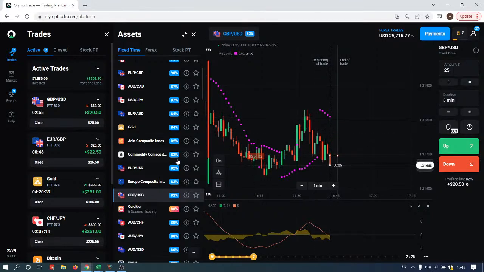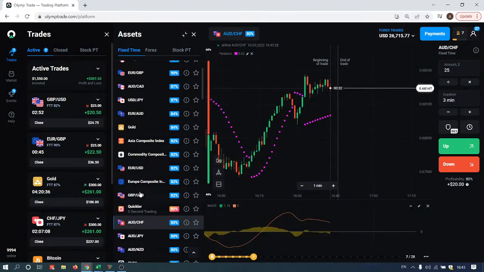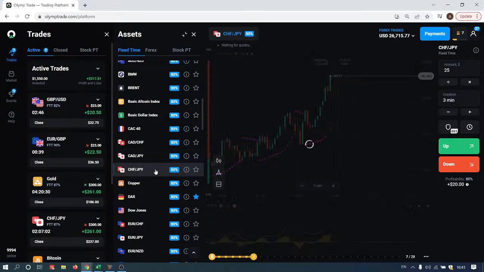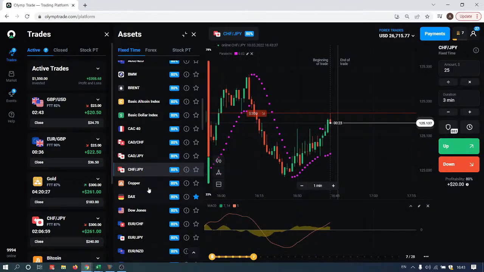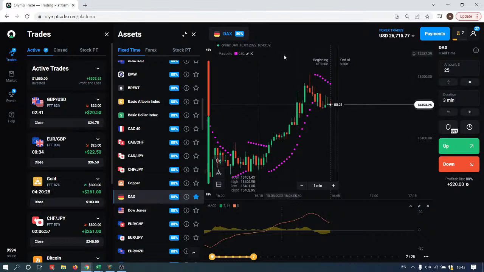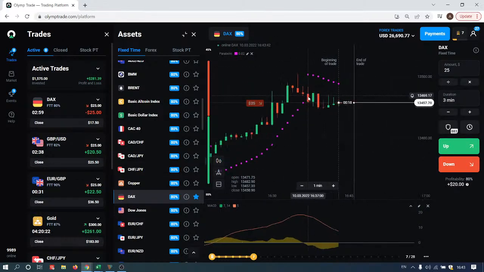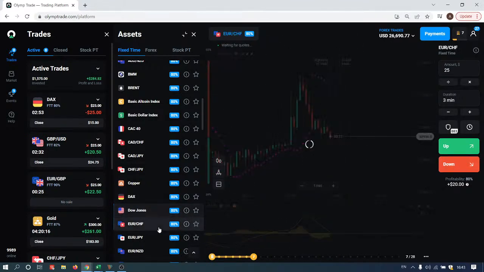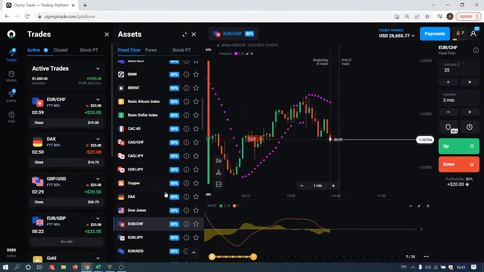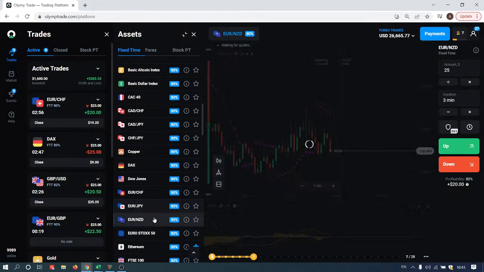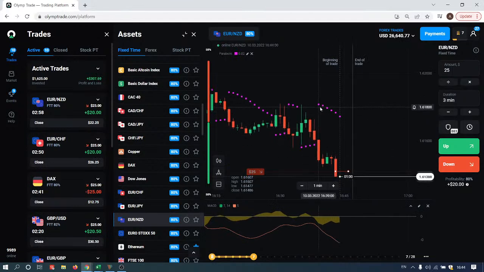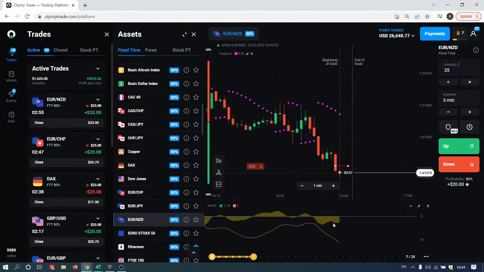Okay, so GBP USD, guys. Now I want to do what I do almost in every webinar. I want to open maybe a few more trades, and then also DAX, the German index, the Euro CHF, Euro NZD. So once again, the signal is here, the parabolic SAR dots, and the MACD area is under the middle line.